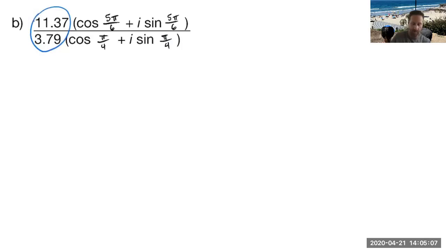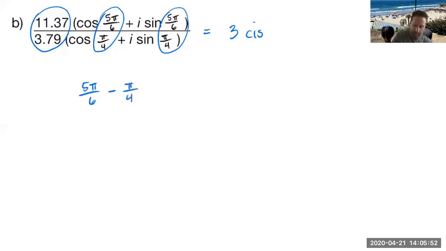First, dividing the R's, and then remember what we do with the angles, whether they write it out as cosine theta plus i sine theta or cis. Hopefully you know that you would be subtracting those angles. So taking that and dividing actually works out really nice. It gives me a 3. And then I'm going to write it in the condensed form for now of cis. And I'm going to have to take the top and subtract the bottom.